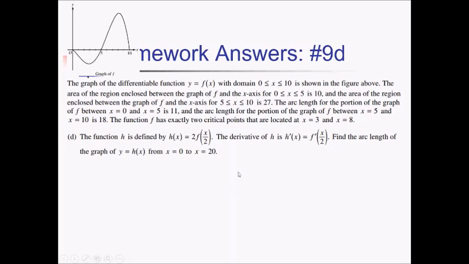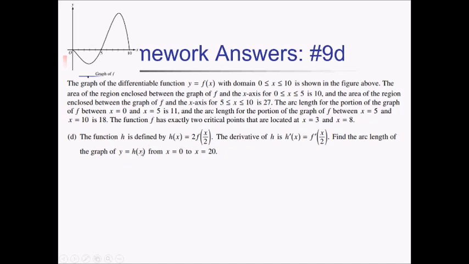For this last final boss battle part of the question, they're defining the function h as 2 times f of x over 2. They're telling us that h prime is given by f prime of x over 2, which is nice of them. We could have figured that out on our own. This is just the derivative of f times a factor of 1/2, which would cancel out that 2. But okay, they're giving it to us. So they want us to find the arc length of h from 0 to 20.